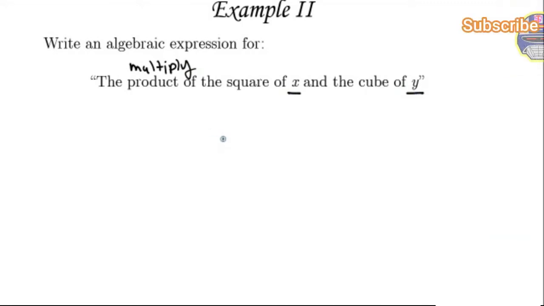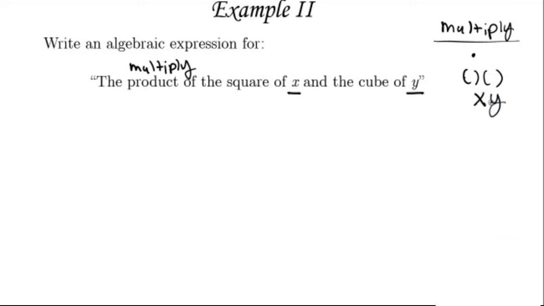Again, in algebra, we're going to avoid using an x to show multiplication because that's too confusing. If you're going to multiply in algebra, you simply use a dot. You can use parentheses, the two numbers in parentheses next to each other, or simply just put the two variables or numbers next to each other like this.